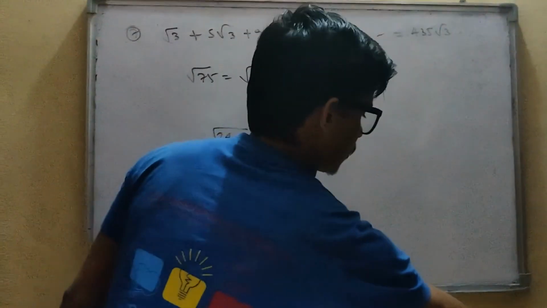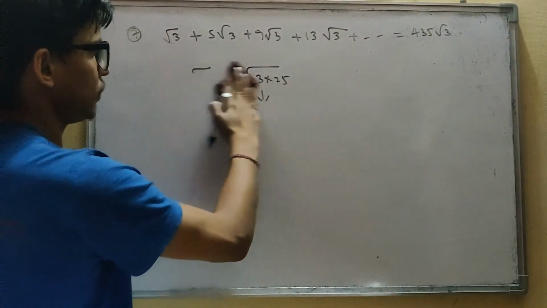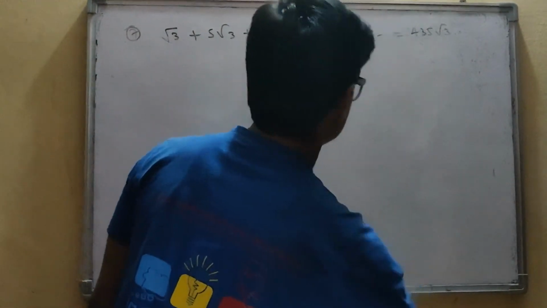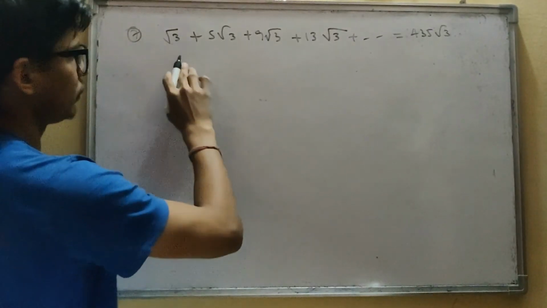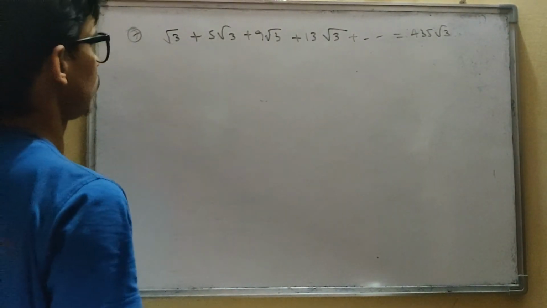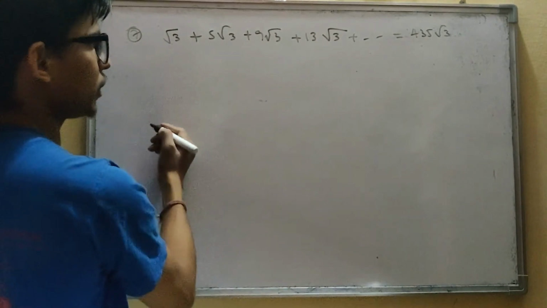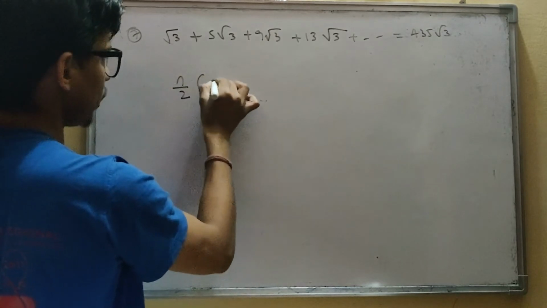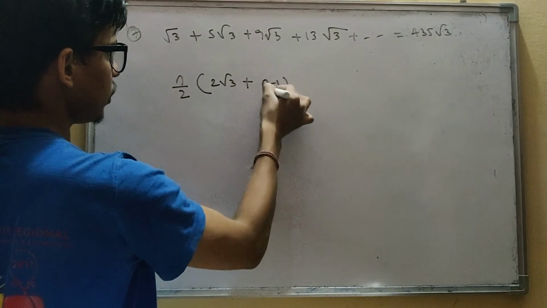So what you can do is, it is in AP, so the point that you have to go to is to write the terms in roots in simplified form. Now just apply the summation formula. This is the first term. Let's say there are n terms, so the sum is going to be n by 2 into 2a, that is 2 root 3, plus n minus 1 into d.